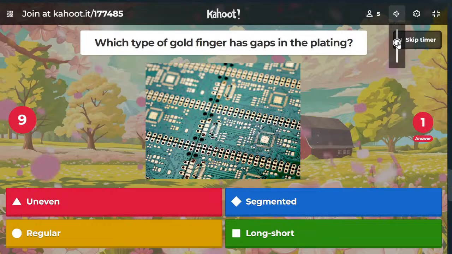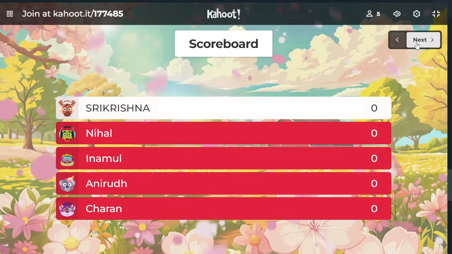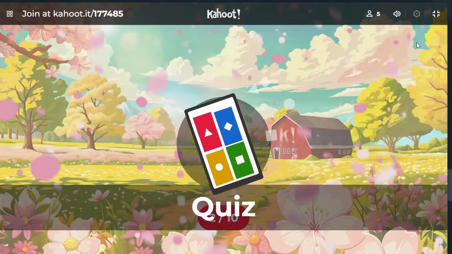We discussed which is also called as intermediate. People answered uneven. No, not uneven. And few answered other options. No one has chosen the correct answer. That's really weird. Segmented means having gaps, right? Please go back and listen to the previous session. No one answered correctly. Segmented or intermittent gold fingers, both are the same, which will have gaps.